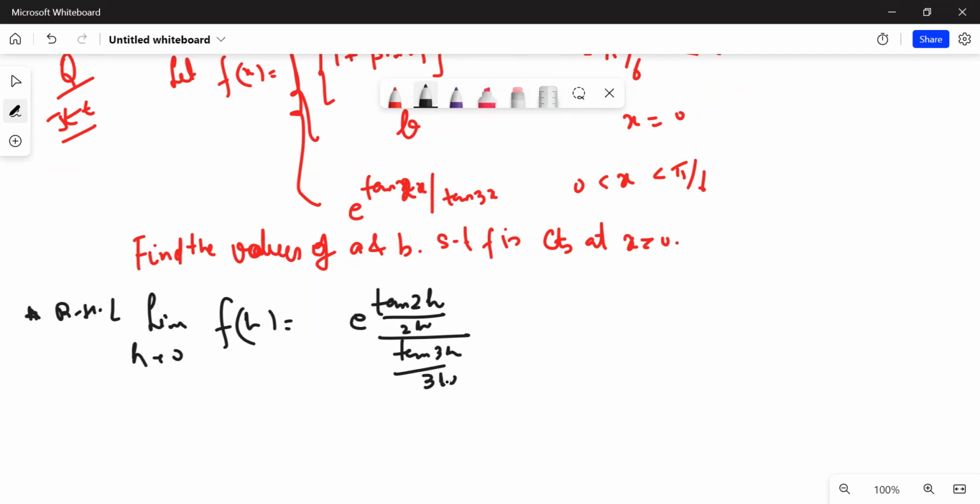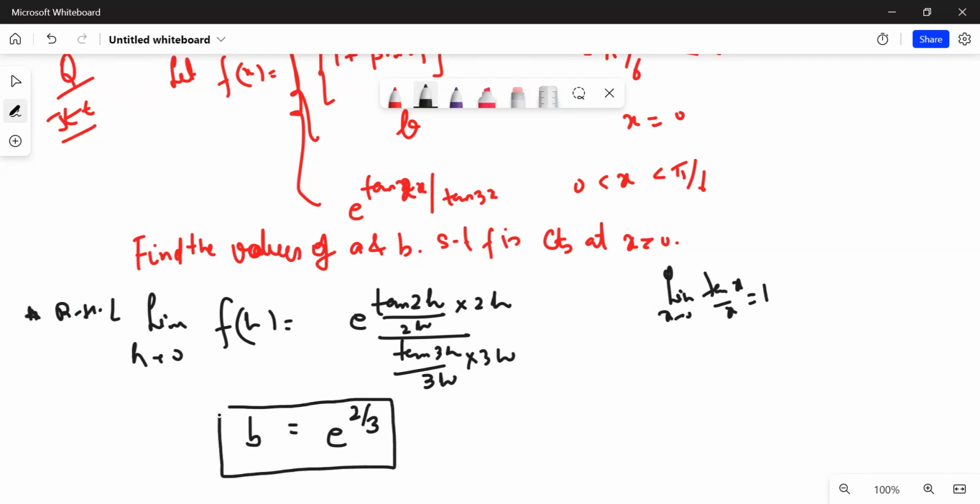So what will you get? You will simply get, I think, this will be equal to what? You have divided by 3h, so you multiply with 3h, you have divided by 2h, so you multiply by 2h. Is it clear? Now as h tends to 0, this would be 1. Remember, limit x tends to 0, tan x upon x is always equal to 1. Is that clear? Yes. So this will be e to the power of 2 by 3. So right hand limit should be equal to the value of the function at that point. So your b should be equal to e to the power 2 by 3. Is that clear?